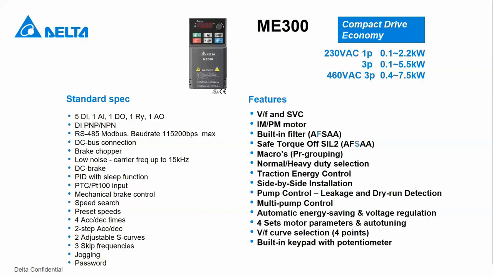Since this is the economy drive, there's fewer IOs. There's no possibility to connect an external communication card, and there's no built-in PLC. So this can go up to 7.5 kilowatt or 17 amps.